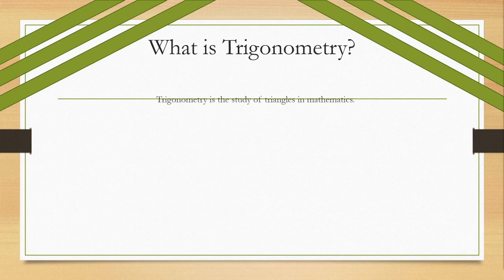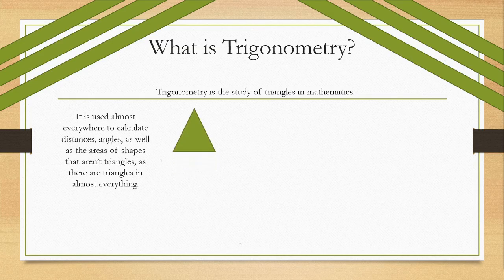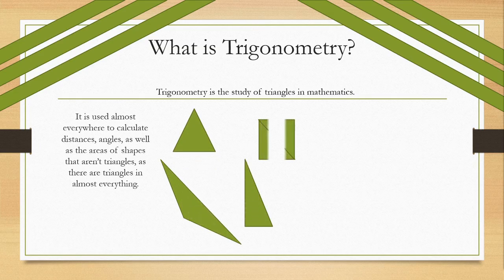What is trigonometry? Trigonometry is a study of triangles in mathematics. It is used almost everywhere to calculate distances, angles, as well as the areas of shapes that aren't triangles, such as hexagons and trapezoids, as there are triangles in almost everything.